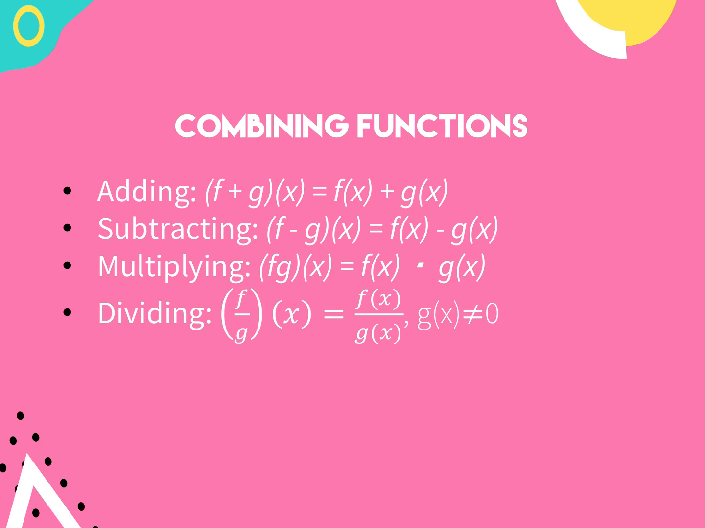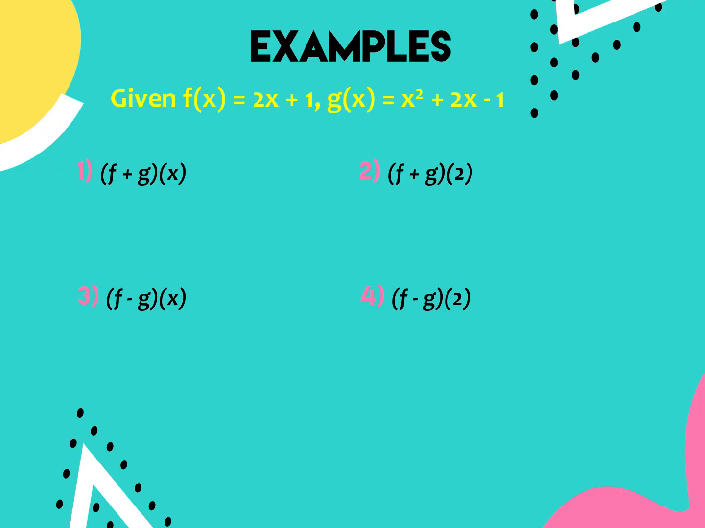And then we'll just multiply. We may have to FOIL some things, but again, we'll just be using the distributive property. And then the same thing for division. Notice the g of x not equal to 0 here at the bottom. This is just indicating that we can't have a 0 in the denominator because it would be undefined. So let's do our first example.